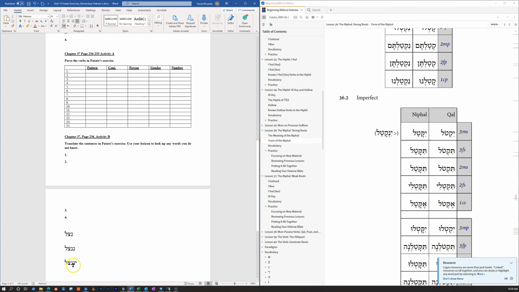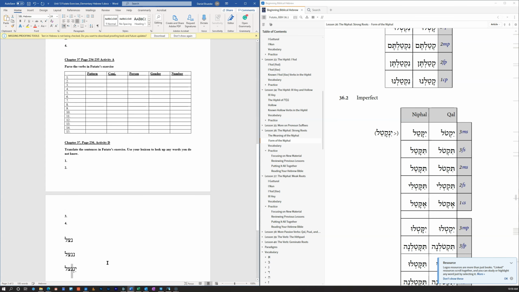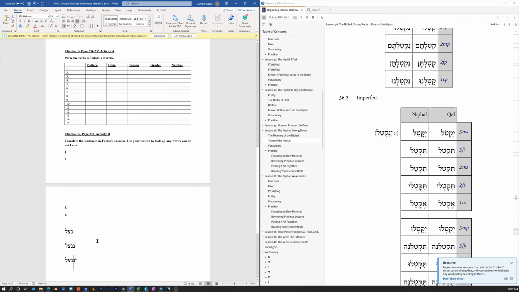Okay? And so what happens here is we get the hireq and the shewa, which means that this nun is now closing a syllable. So it needs to assimilate. So it's going to assimilate, and then it's going to assimilate into the next letter, which is a nun. But we've still got our qamets here.